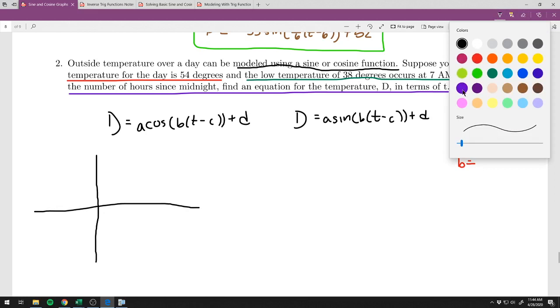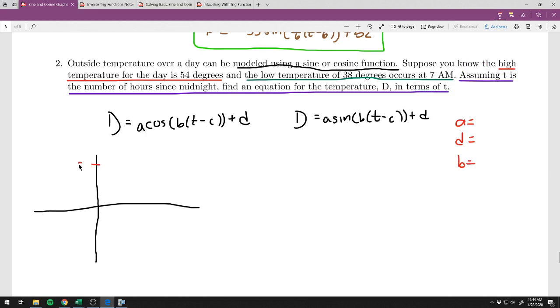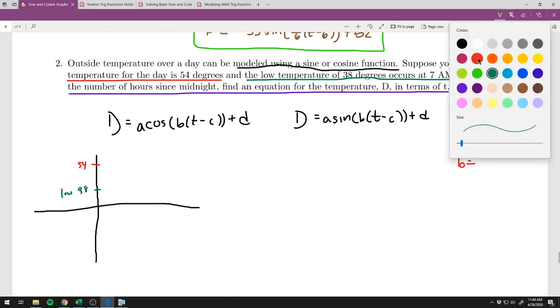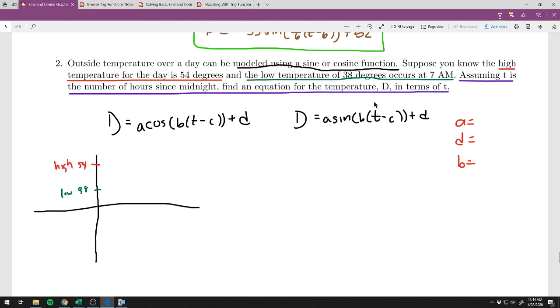But I want to draw a little graph here just to give a visualization. So we're told the high temperature is 54, which I'm going to put a spot on the graph for, and the low temperature is 38. And we label this here. What we are also told about the low temperature is it's occurring at 7 a.m. Since T is the number of hours since midnight, that is at T equals 7. But you can gather a lot just from what I've drawn here.